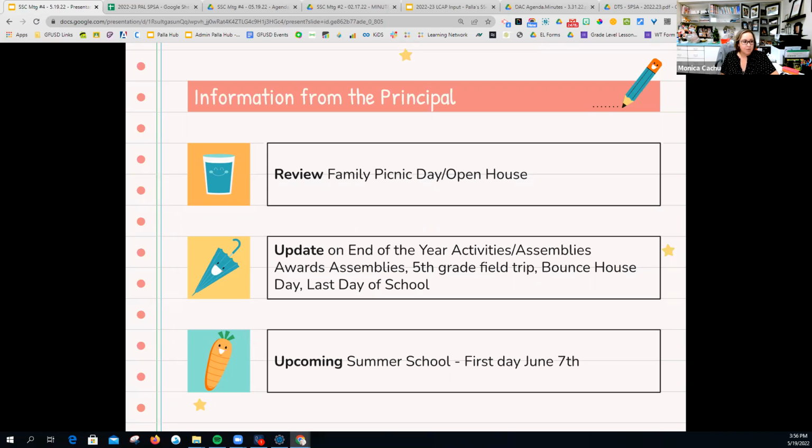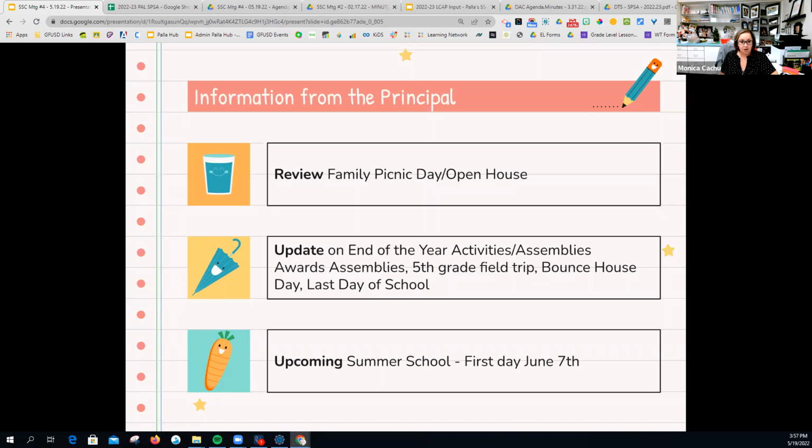The next thing is an update on the end of the year activities. We have awards assemblies coming up. I don't know if you guys have received the calendar with the newsletter, but our first assembly coming up is actually next Friday. We have second grade, fifth grade, and TK awards assemblies. On the Tuesday when we return from Memorial Day, we'll have kindergarten and fourth grade awards assemblies, and our fifth graders will be going to Camelot on that day. And then on Thursday the 2nd, we'll have our first and our third grade awards assemblies.